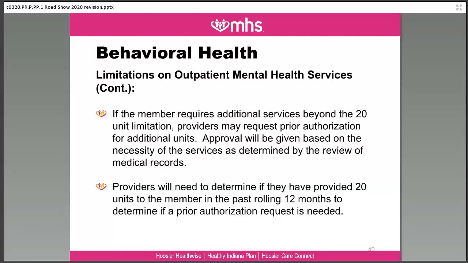If the member does require additional services beyond that 20 unit limitations, providers may request prior authorization for additional units. Approval is going to be given based on the necessity of the services as determined by the review of the medical records that you've submitted. You as the provider will need to determine if you have provided 20 units to the member in the past rolling 12 months to determine if a prior auth request is needed.